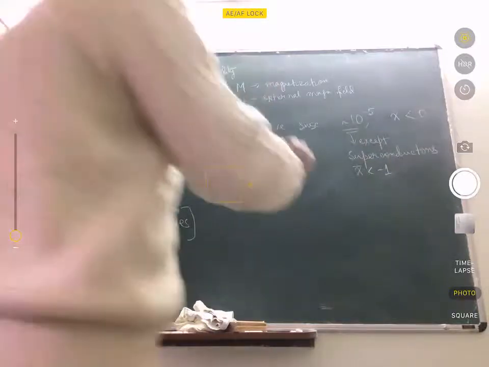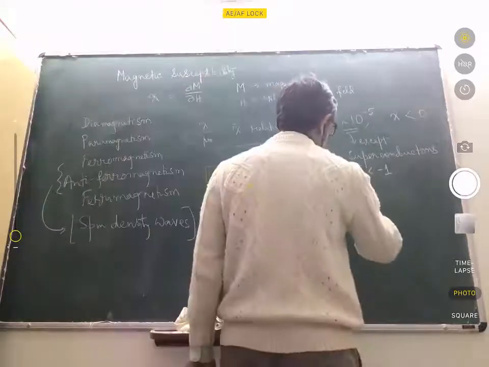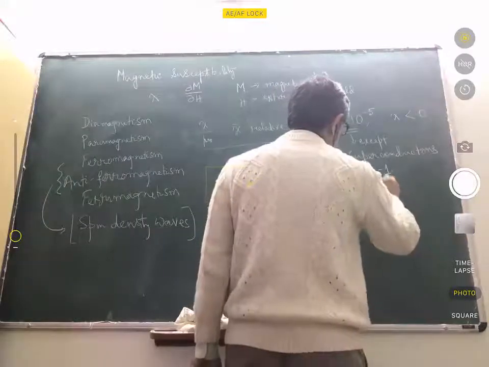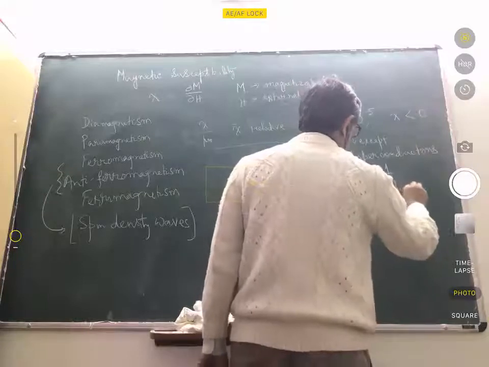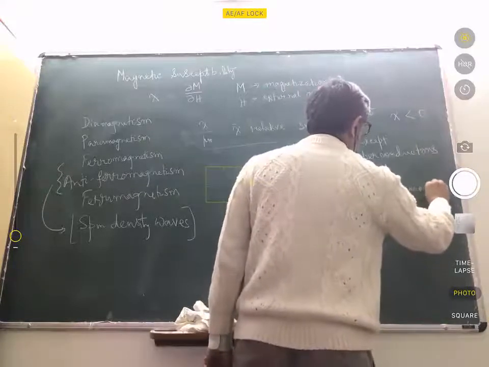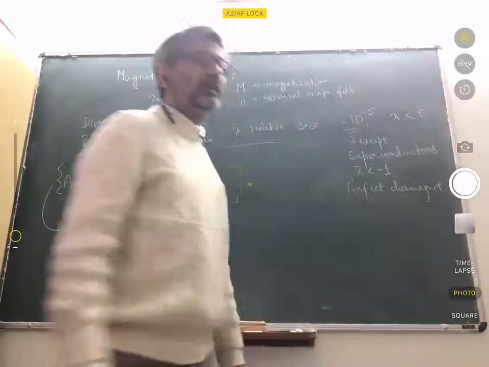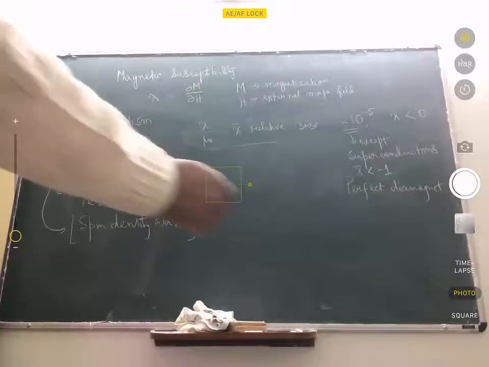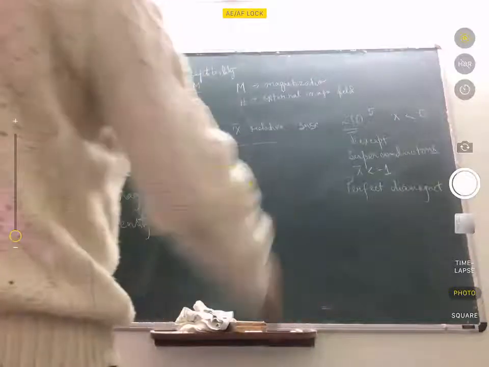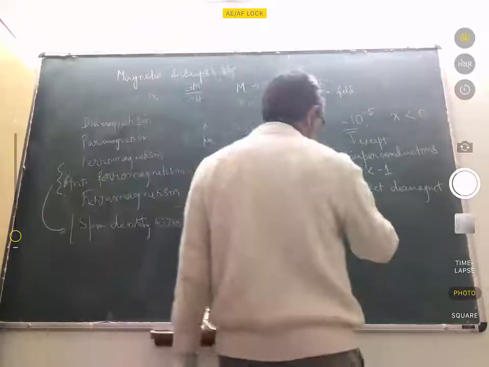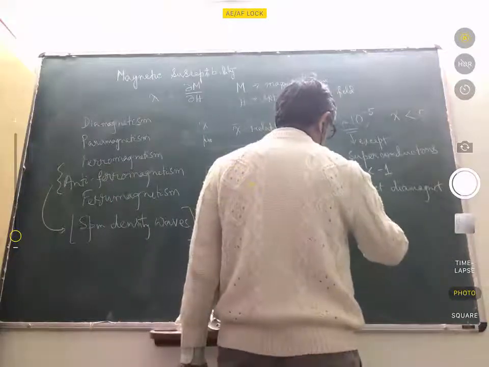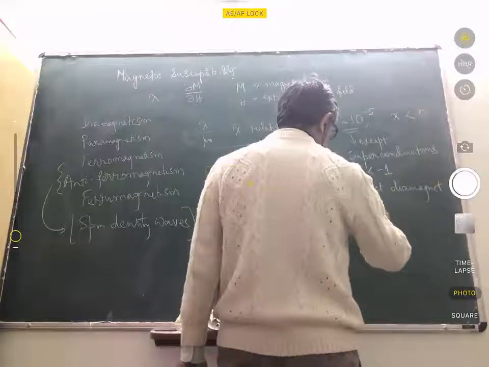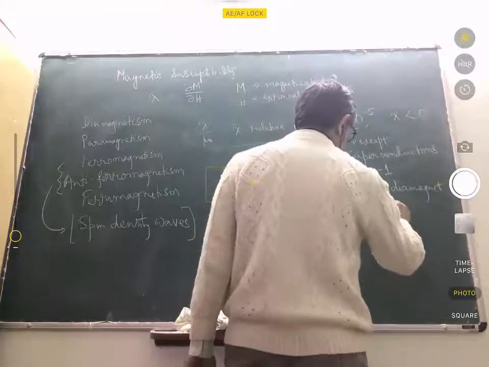And this is the reason it is called a perfect diamagnet. A superconductor is a perfect diamagnet. In fact, that's an essential hallmark of a superconductor. Just having the resistance going to zero is not what you call superconductivity, but it has to be a perfect diamagnet, which goes by the name of Meissner effect.